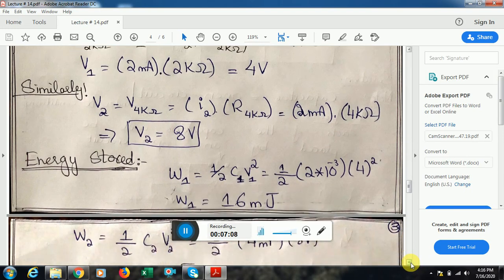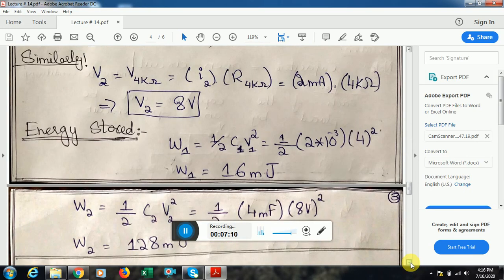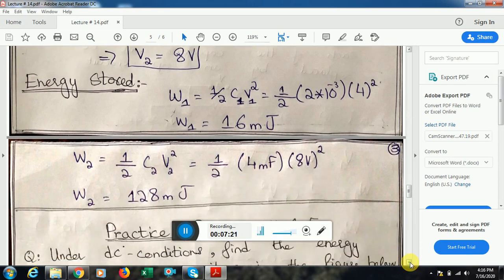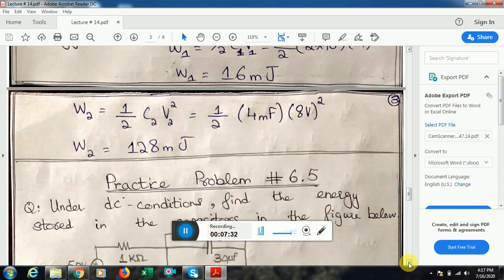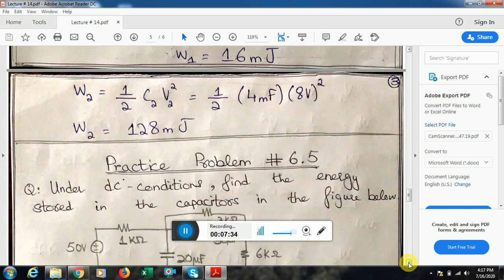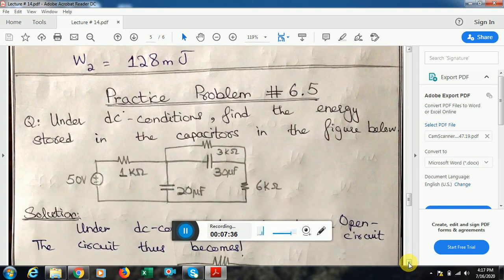Now the energy stored formula is half, 1 by 2 C V square. Here we have two capacitors, so C1 V1 square. By inserting the defined values, I get to know that W1, the energy stored in the first capacitor, is 16 millijoules. Similarly, for the energy stored in the second capacitor, by putting in the values, I get to know that it is 128 millijoules.